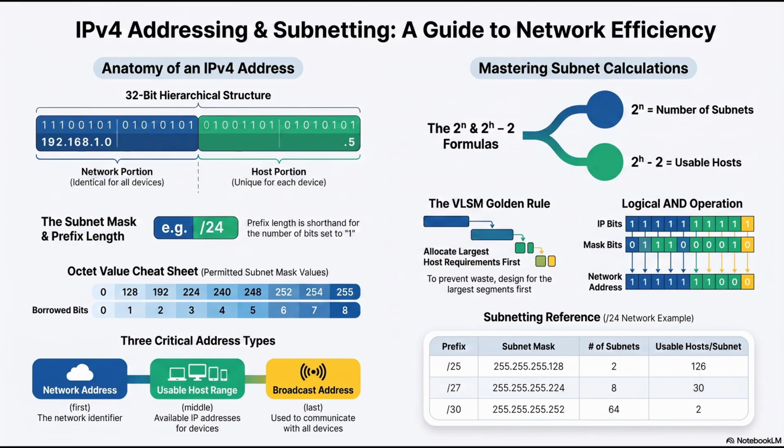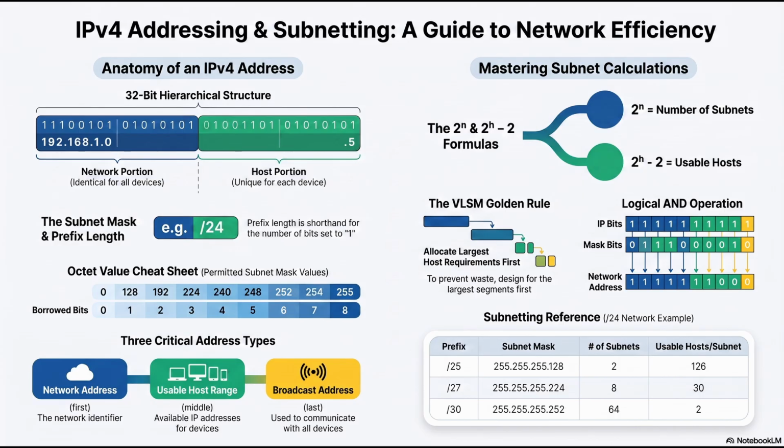If two devices have the exact same street name, meaning the same network bits, they're on the same local network. Meaning they can talk directly to each other. Exactly. But if those network bits are different, they're on different streets, and they must hand their message over to a router to carry it across town.